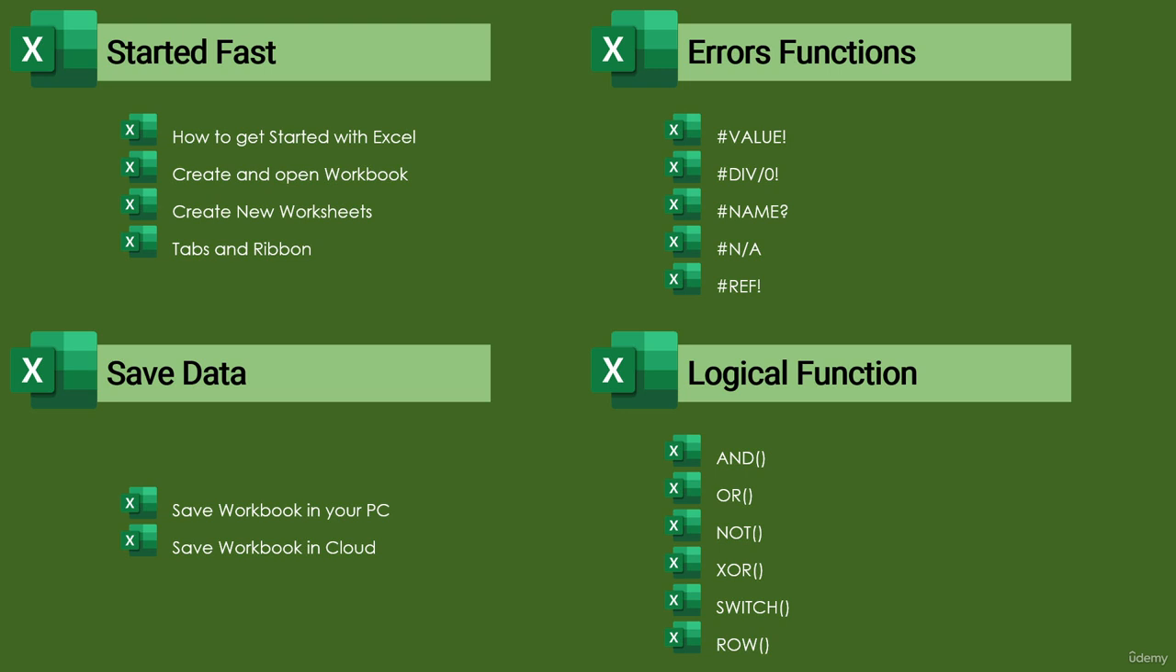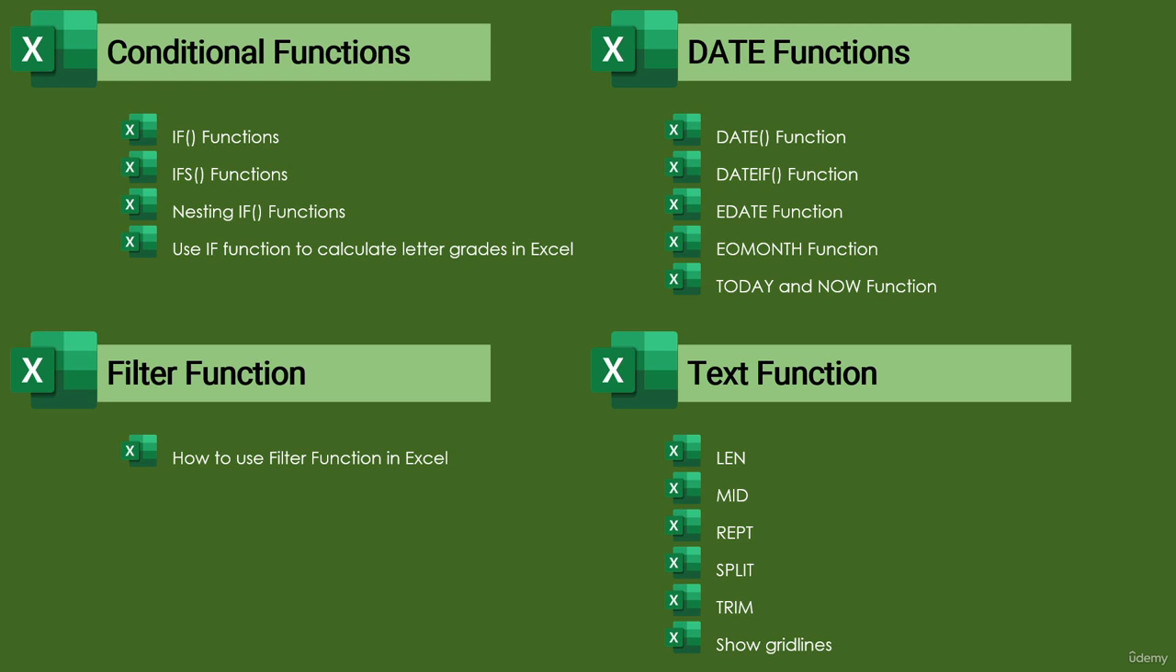Then we have logical functions: AND, OR, NOT, XOR, SWITCH and other logical functions. Moving further, we have conditional functions, where we can use the IF function, IF ELSE function, nested IF function, and use the IF function to calculate letter grades in Excel. So on this conditional function, we have IF ELSE functions, IF function, nested IF function, and using the IF function to calculate letter grades in Excel. Then we have moved to the filter function, how to use the filter function in Excel, how you can use that.